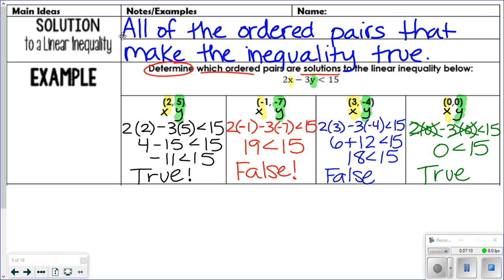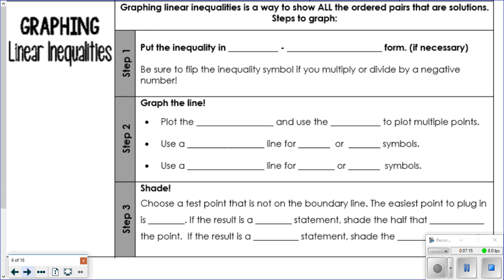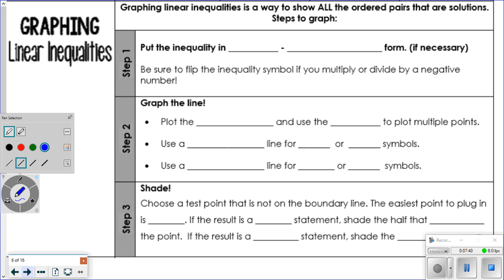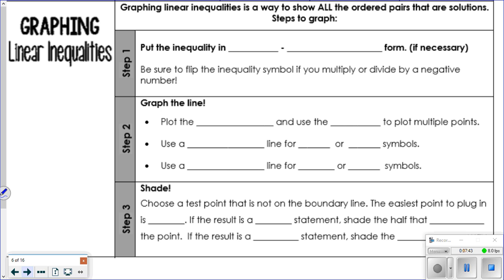Okay, so let's move on to the steps on how to graph, which is why we did a graphing review or a graphing practice earlier this week. Graphing linear inequalities is a way to show all of the ordered pairs that are solutions. So below are the steps to graph. Step 1, if necessary, we are going to put the inequality in slope-intercept form.